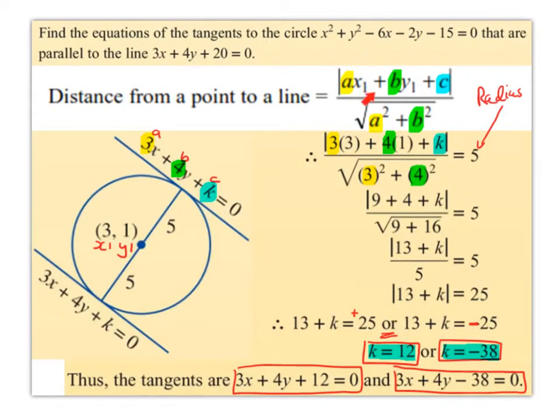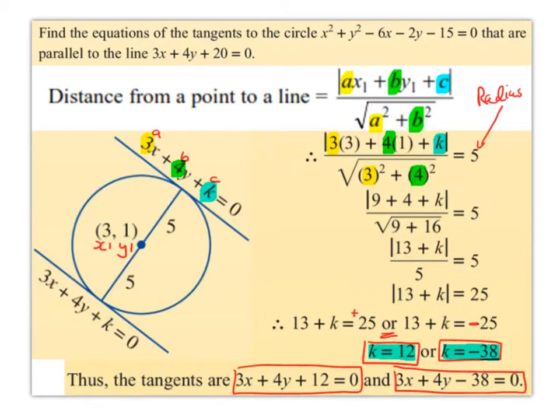So we use our perpendicular distance formula. We label our line as A, B and C, and we label our point as x1, y1. So this is our centre point. We substitute into our formula. Remember that we have a k in our formula, so that's from our equation of the tangent. And we let it equal 5 because we know that the radius is 5.